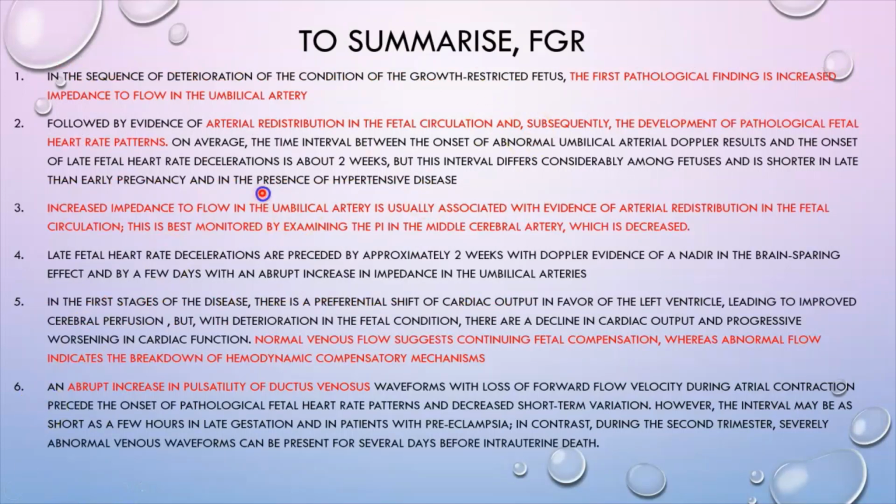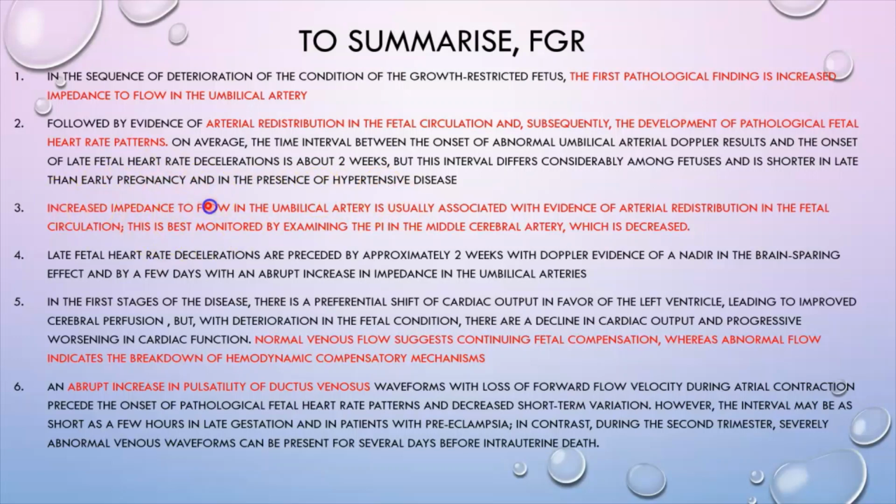Now to summarize FGR, the first pathological finding is increased impedance to flow in the umbilical artery. Then after that there is an arterial redistribution in the fetal circulation which leads to pathological fetal heart rate patterns. But there is a time interval between the onset of abnormal umbilical artery Doppler and the onset of late fetal heart rate deceleration, which is approximately about 2 weeks. But it can be shorter in late pregnancy and in the presence of hypertensive disease.